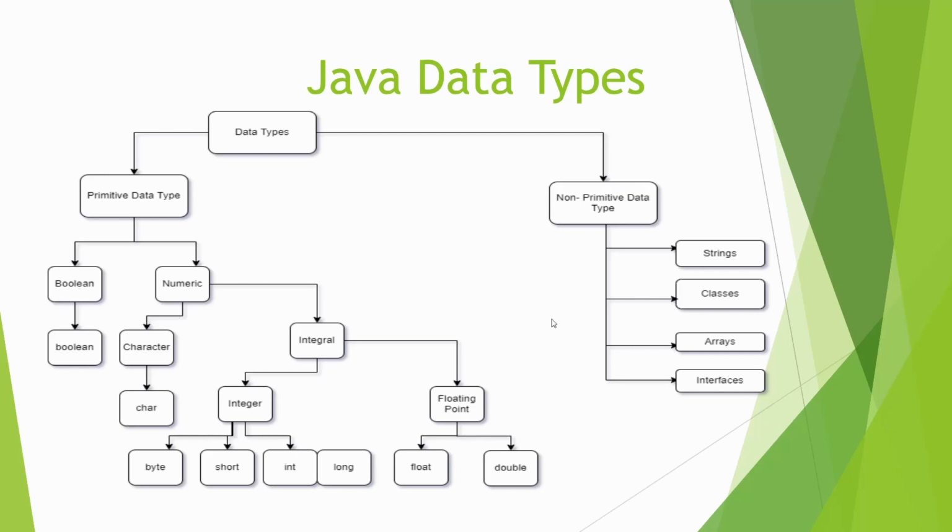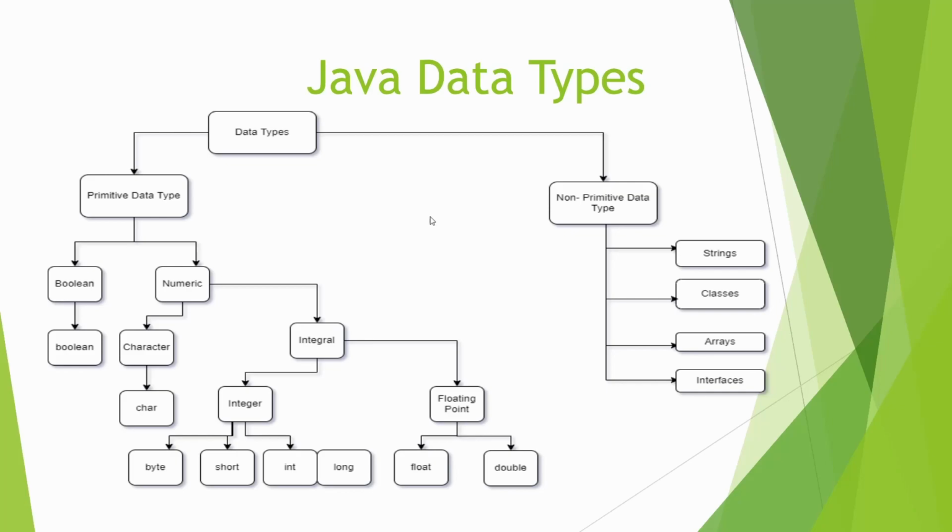Then coming to data types. Now, what is a data type? A data type specifies how the value of a variable gets stored in memory. Each variable has a data type that decides what type of value the variable will hold. Data types are further divided into two types, primitive data type and non-primitive data type. Now, what is primitive and what is non-primitive?